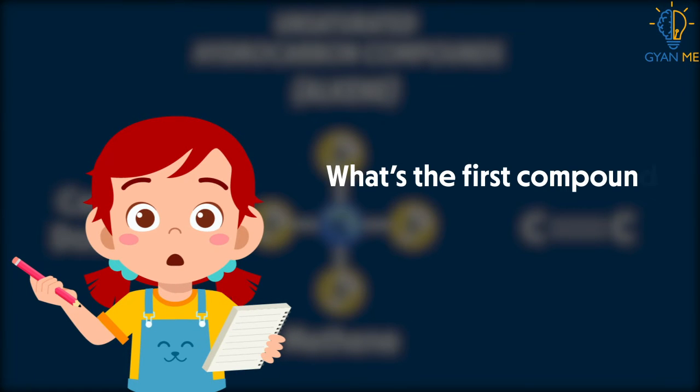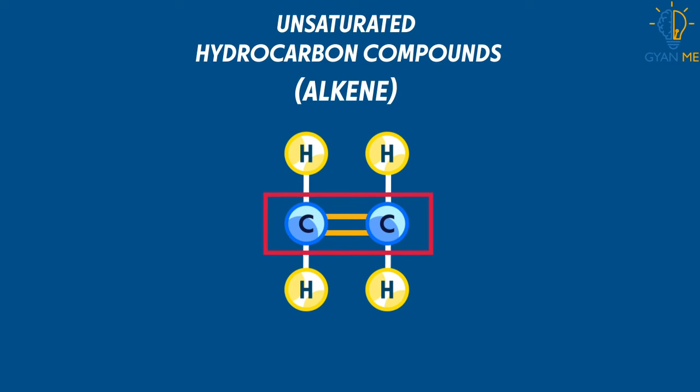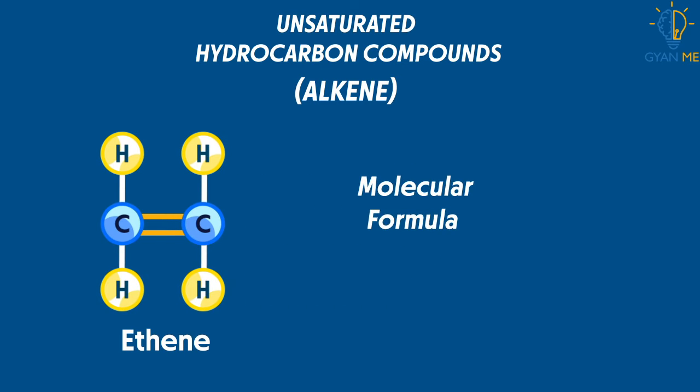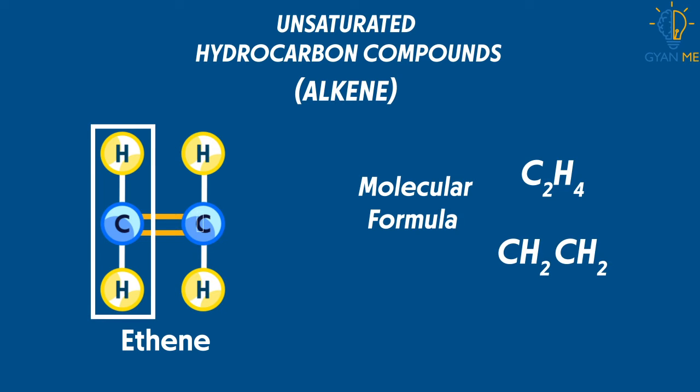Then what's the first compound? Can you guess? Let me give you a hint. It should have two carbon atoms, since that's the smallest number after 1, to form a double bond. Isn't it? So now can you tell me the name of the compound? Correct, it's ethene. Ethene is the first hydrocarbon member of the alkene group. As you can see, it has two carbon atoms linked with a double bond. Its molecular formula is C2H4 and is also written as CH2=CH2.